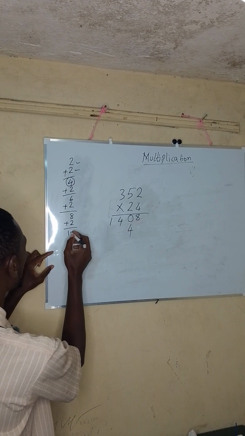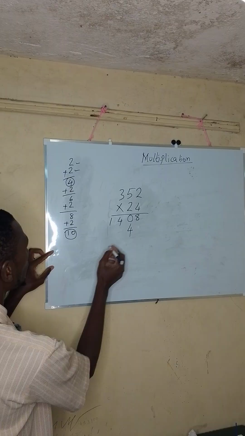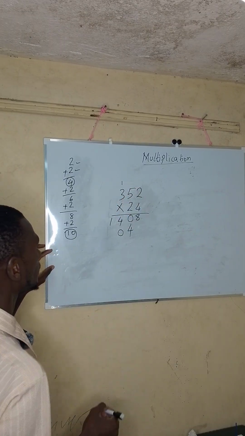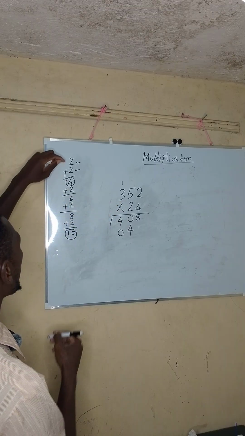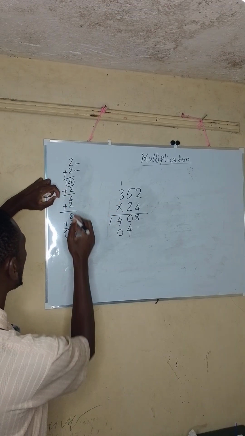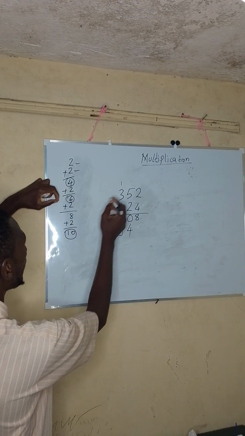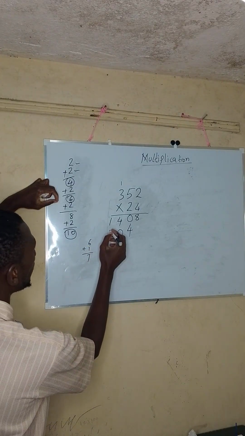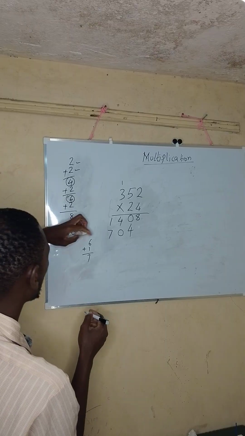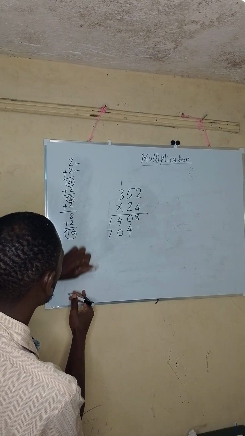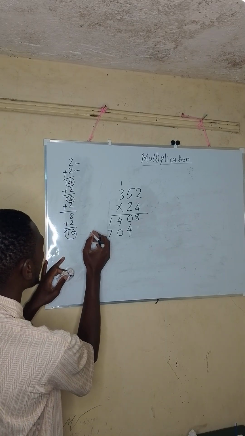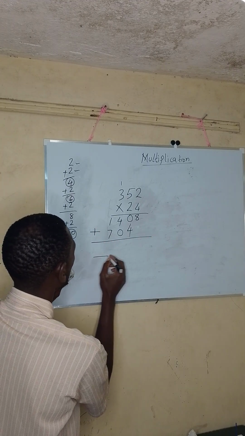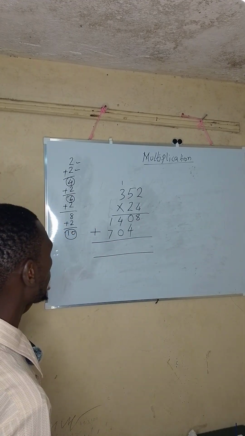Then 2 times 5, 1, 2, 3, 4, 5. That gives you a total of 10. So you write 0, carry 1. Write it on top of the next number. 2 times 3 is 1, 2, 3. That gives you a total of 6. So you have 6 plus 1 that you carried, total of 7. You write it there. Then once you are done with all those numbers, you put a sign of addition, then you underline, because that is your final step.